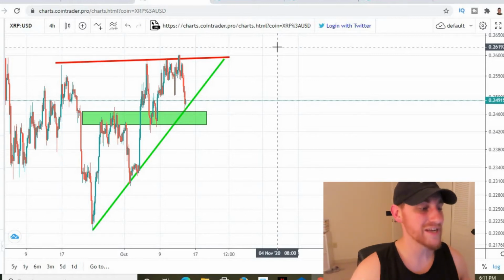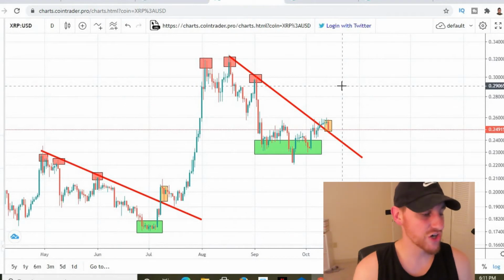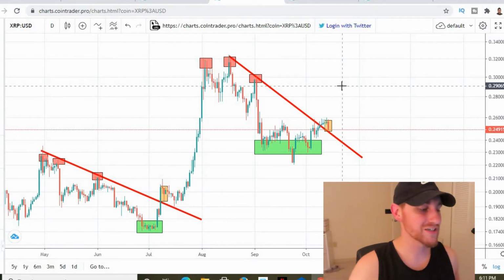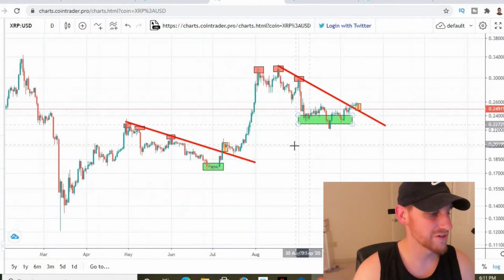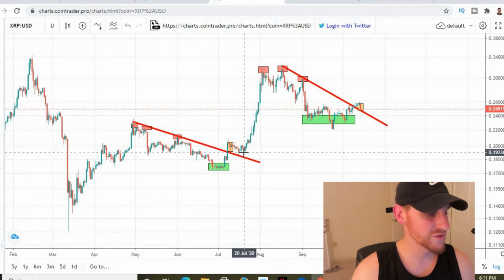We're going to look at the medium-term time frame next, and that is on the daily chart. So on the daily chart, this accumulation pattern that we're in, or downside pattern, is looking exactly like the last accumulation period that we had for XRP back between like the 30th of April to like the end of July.